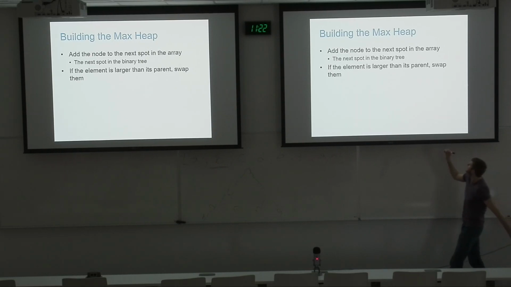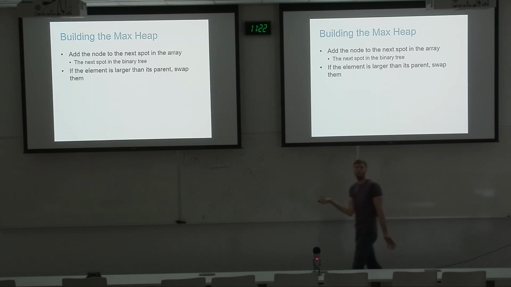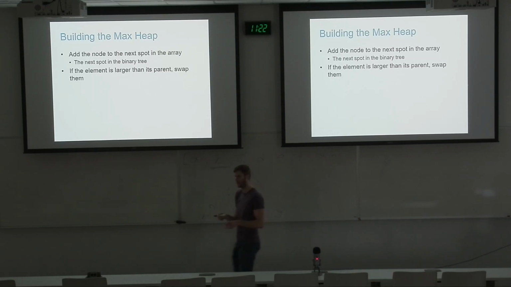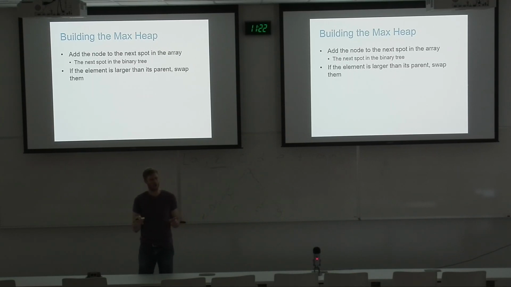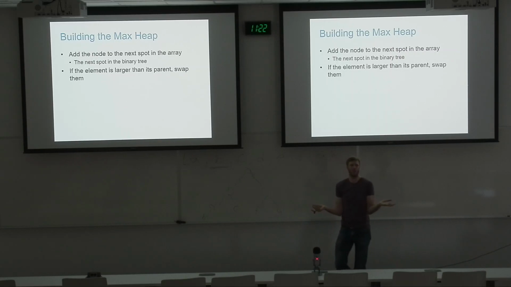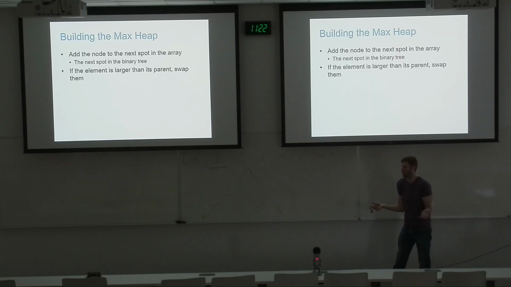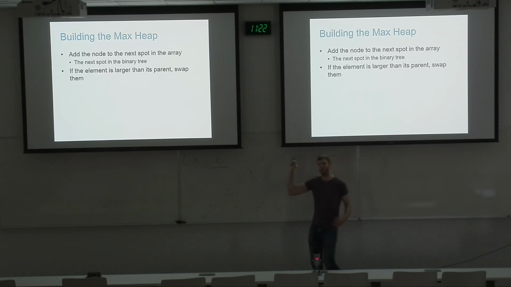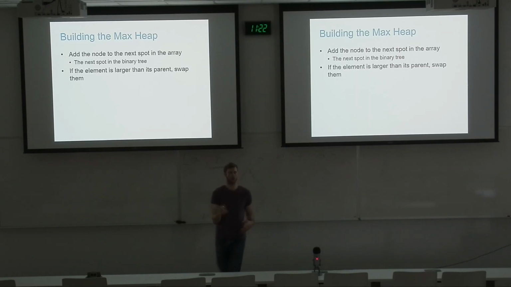If that element is larger than the parent, swap them. How long does it take to check if I'm greater than my parent? Well, it's constant time, right? And of course, if it's the start, I won't ever have to do any comparisons because I'm the only thing. But as I build, this question's going to get more and more important, right? So if I add an arbitrary thing here, I'm going to have to compare to my parent. If I'm bigger than my parent, I must swap.